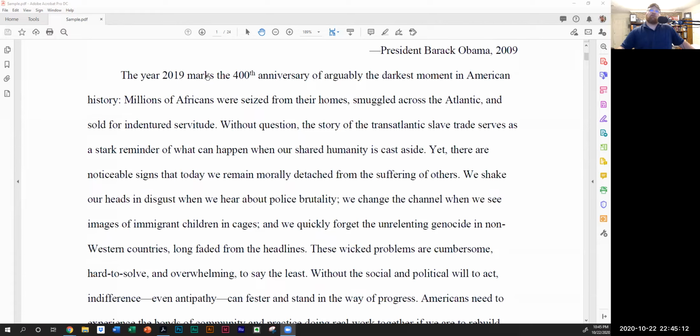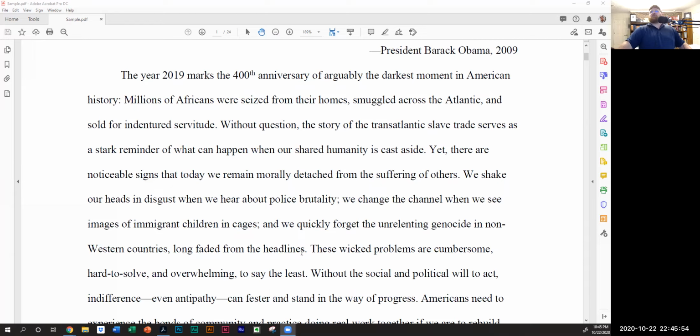The year 2019 marks the 400th anniversary of arguably the darkest moment in American history. Millions of Africans were seized from their homes, smuggled across the Atlantic, and sold for indentured servitude. Without question, the story of the transatlantic slave trade serves as a stark reminder of what can happen when our shared humanity is cast aside. Yet, there are noticeable signs that today we remain morally detached from the suffering of others. We shake our heads in disgust when we hear about police brutality. We change the channel when we see images of immigrant children in cages, and we quickly forget the unrelenting genocide in non-Western countries long faded from headlines.